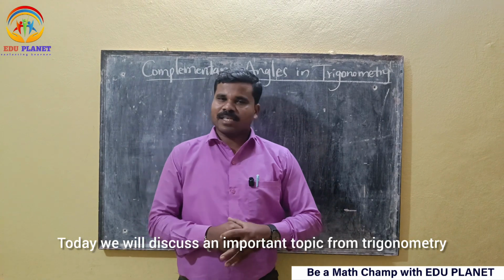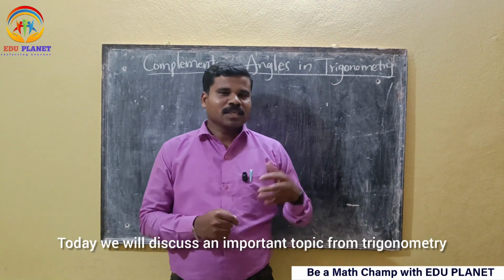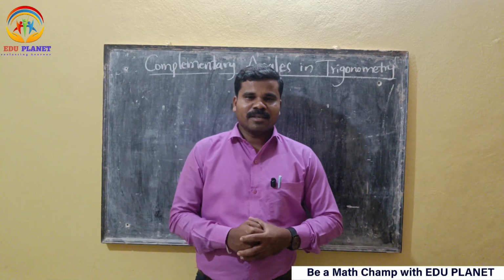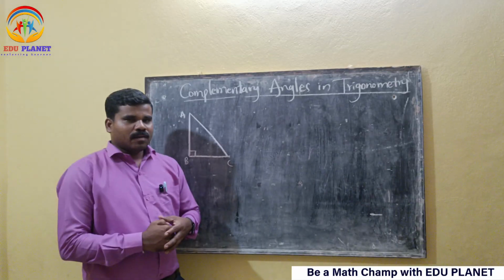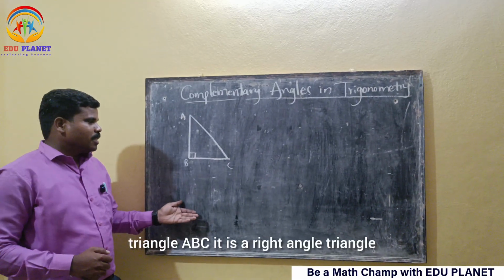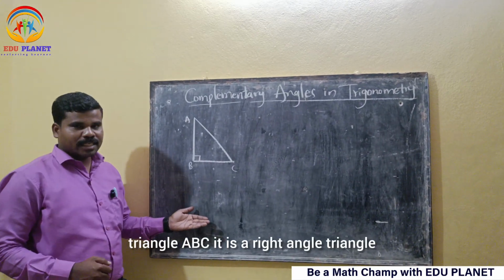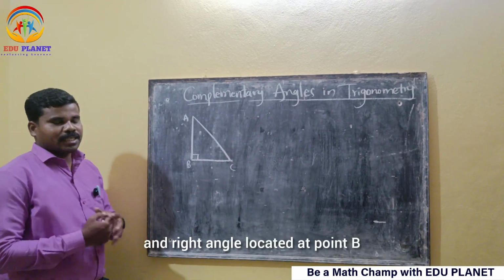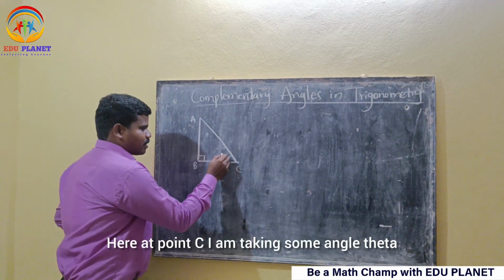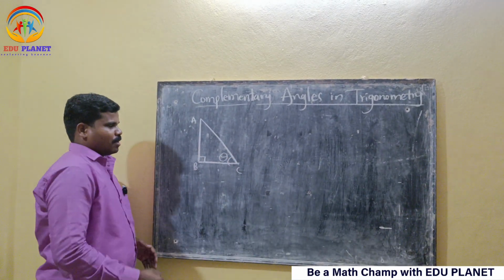Today we will discuss an important topic from trigonometry, that is complementary angles in trigonometry. Let us have a look here. I have taken triangle ABC. It is a right angle triangle and the right angle is located at point B. Here at point C, I am taking some angle theta.